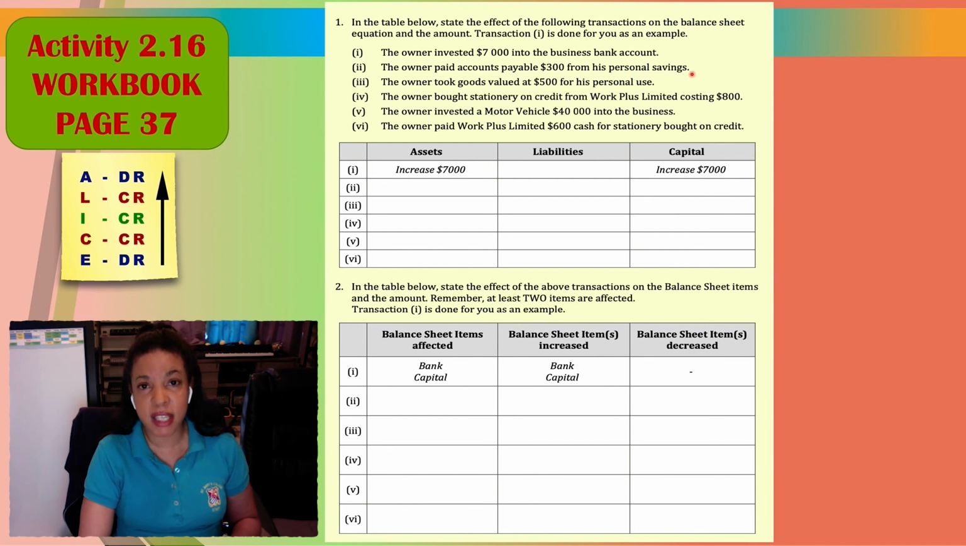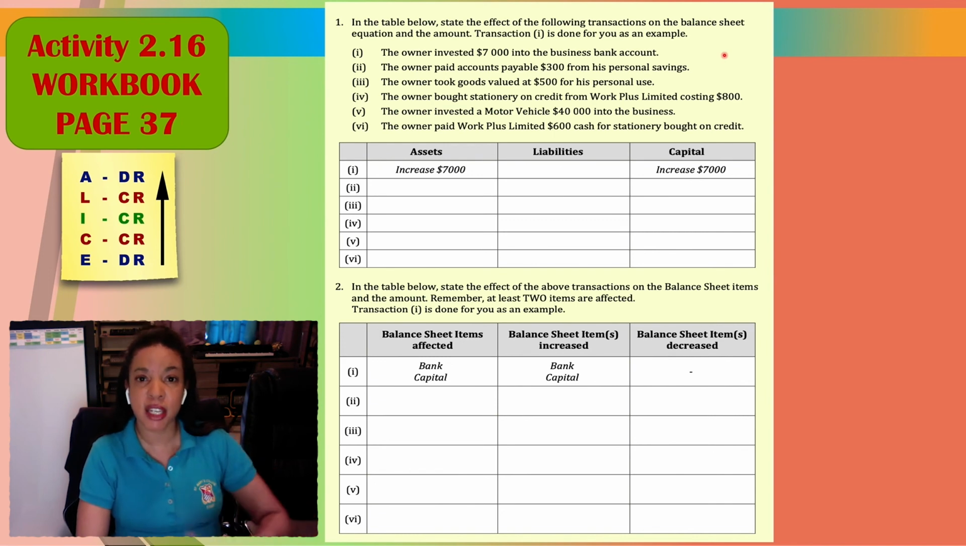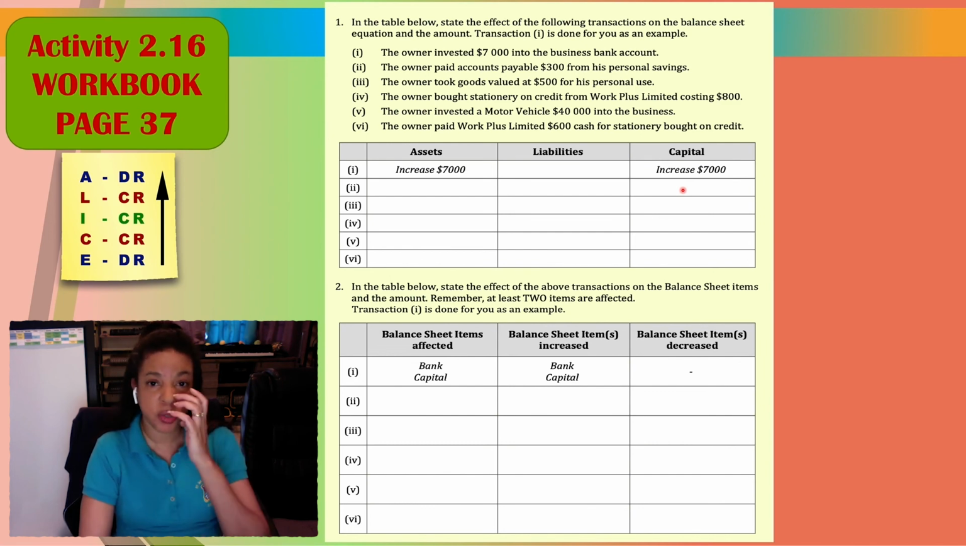You see, personal savings would be some form of capital, whether it's an increase or a decrease. If it's an increase, it will be capital. If it's a decrease in capital, it's still under capital, but it will be called a decrease in capital, which we know is drawings. Okay? So that is what you will do, and then whether your accounts payable did increase or not, accounts payable is a liability, so put whether it increased or decreased. Okay, so that is for this transaction.